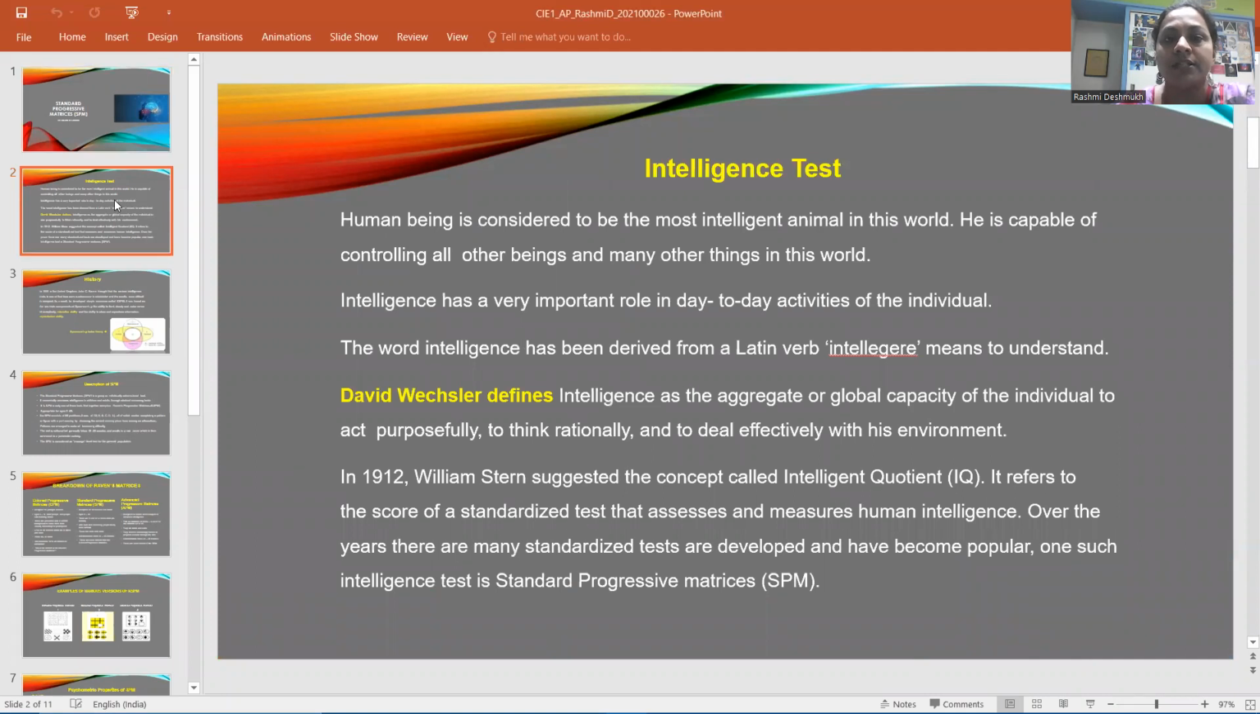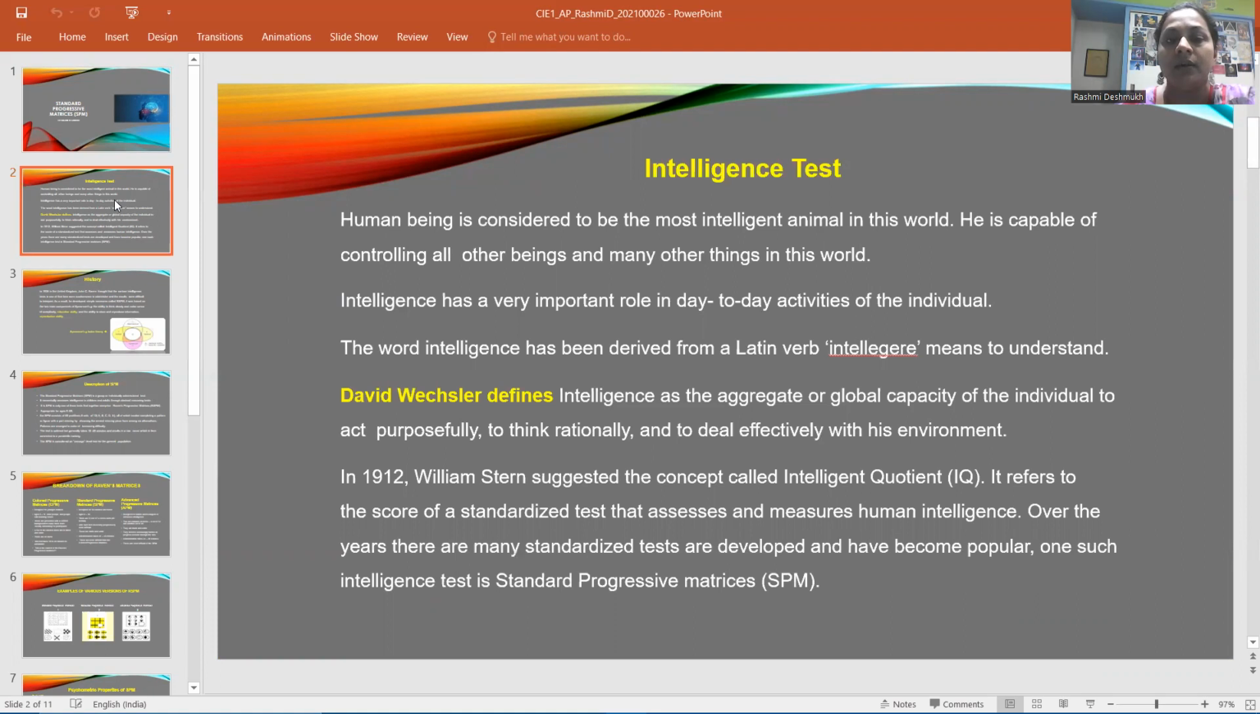Human beings are considered to be the most intelligent animal in this world. Intelligence has a very important role in the day-to-day activities of individuals. The word intelligence has been derived from a Latin verb, intellegere, which means to understand. David Wechsler defines intelligence as the aggregate or global capacity of the individual to act purposefully, to think rationally, and to deal effectively with his environment.